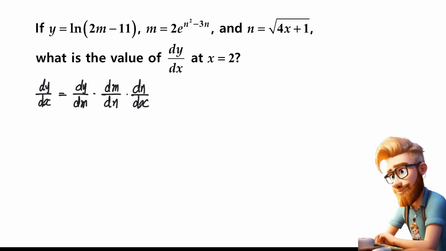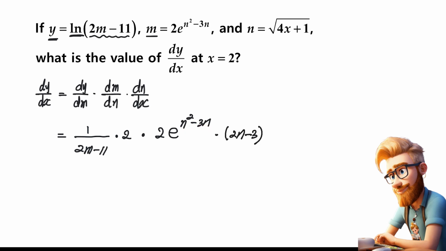So let's first find the derivative of the function y with respect to m. That's going to be equal to 1 over 2m minus 11, because of this natural log, times the chain rule, derivative of 2m minus 11, that's 2, right? Okay, now the derivative of m with respect to n. So the m function is right here. That's exponential, so we rewrite this exponential function times the derivative of the exponent by chain rule, so 2n minus 3. So far so good?